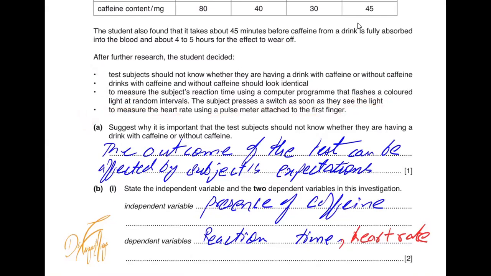State the independent variable and two dependent variables. So what is the independent variable? What causes the change in heart rate and the reaction time? It's the presence of caffeine. And what is the effect? The effect is the dependent variable. So the reaction time and the heart rate are the effects here, and these are the dependent variables.